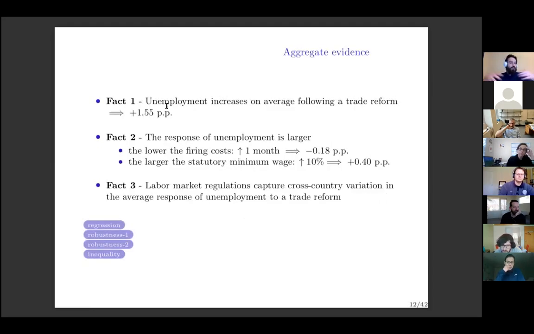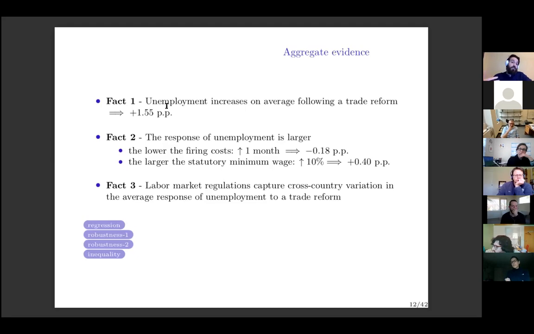On average, conditional on the controls, unemployment seems to increase following trade reform by 1.55 percentage points, but the response of unemployment seems to be larger the lower the firing cost is. In particular, if a country opens up to trade with a firing cost that is higher by 1 monthly wage, the response of unemployment seems to be lower by 0.18 percentage points.